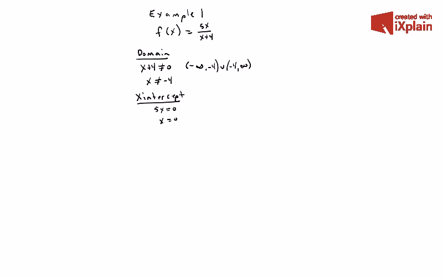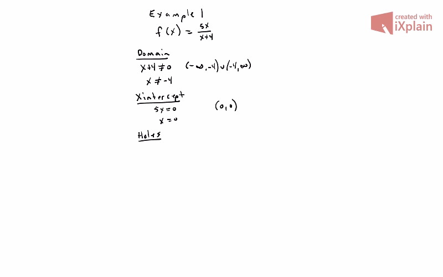Always double check the x-intercept with the domain. If you excluded a value from the domain that you think is an x-intercept, then it is not an x-intercept. In this case, x equals 0 was not excluded from the domain, and it is the x-intercept.